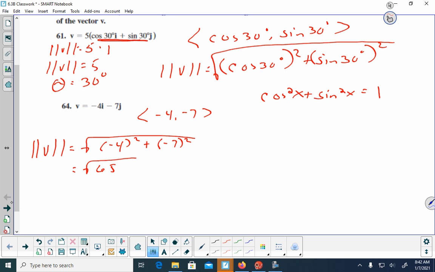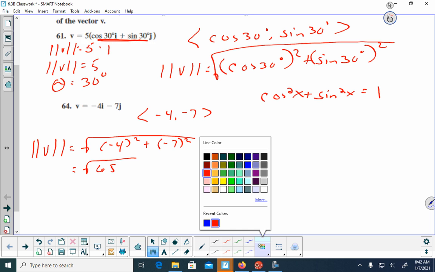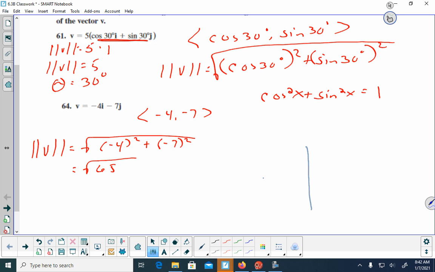To find the angle, I'm going to think about this first. If I were to plot that vector, I am going to realize that it's -4, -7, so that vector is in the third quadrant. So there's my vector, with my directional arrow, and I know that this vector is in the third quadrant. I'm going to keep in mind that my angle needs to match that. My angle needs to be an angle in the third quadrant.